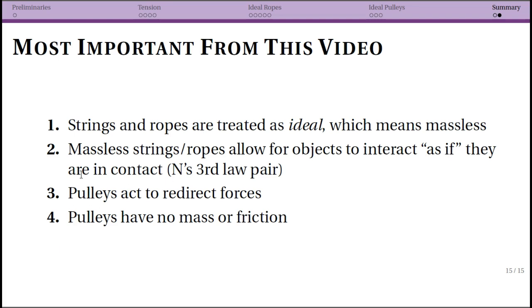And for pulleys, these are just going to be redirecting. I say forces here, but I mean tension. And we don't worry about the mass or friction of pulleys, at least right now. We have to get to rotation and torque before we can understand what's going on with that. So not that hard of a topic, but a really nice application of interacting objects and Newton's third law.